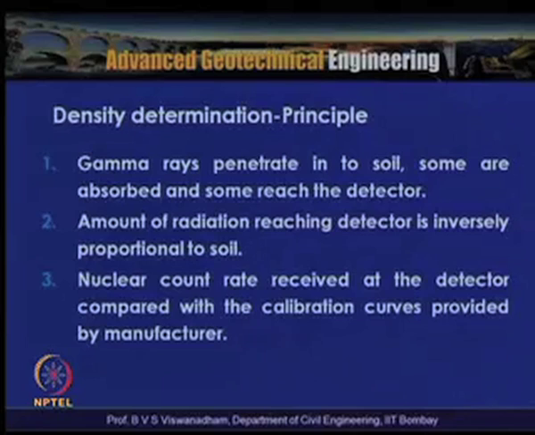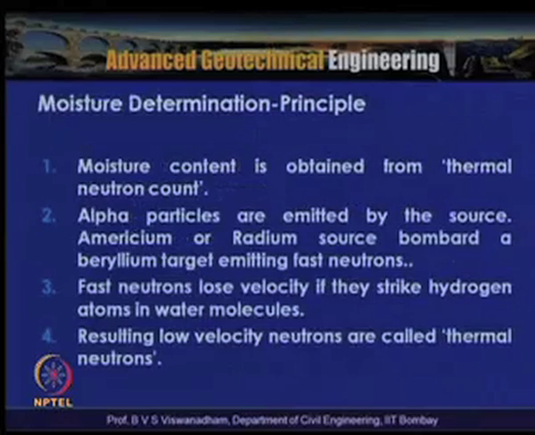The amount of radiation reaching the detector is inversely proportional to the soil density, and the nuclear count rate received at the detector should be compared with the calibration curves provided by the manufacturer. Similarly, for the moisture determination, moisture content is obtained from the thermal neutron count.